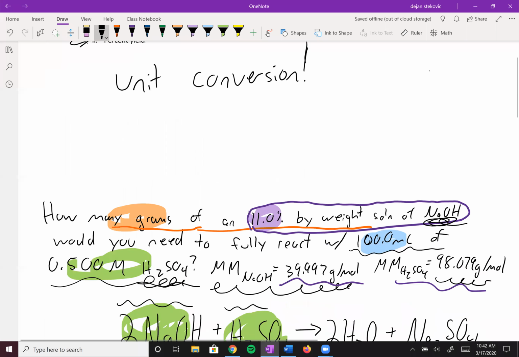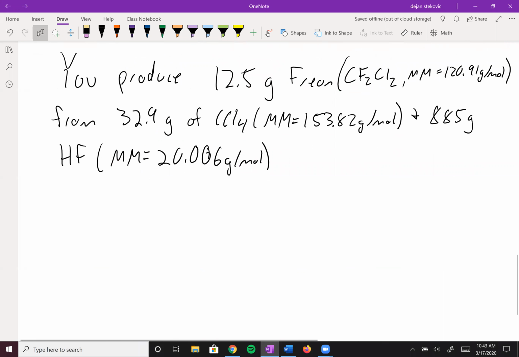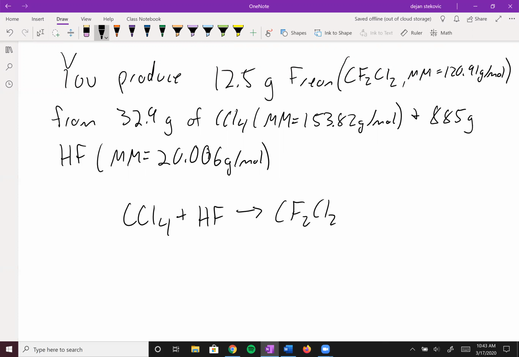So we'll go down to this example problem. You produce 12.5 grams of Freon, and it gives you the molar mass, from 32.9 grams of CCl4, which also gives you the molar mass, and 885 grams of HF. It also gives you the equation: CCl4 plus HF produce CF2Cl2 plus 2 HCl, and then there's a 2 here. So it gives you quite a bit of data. How are you going to solve this?